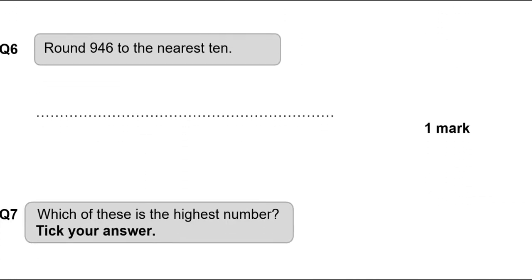We've got to round 946 to the nearest 10. So locating the tens digit, that is the 4, 40. And to help us determine whether we round up or down, we look at the digit on its right, which is 6. So we've said if it's 5 and above, we're going to round up. And it is, this is a 6, so this 4 is going to become a 5. And there we have 950.